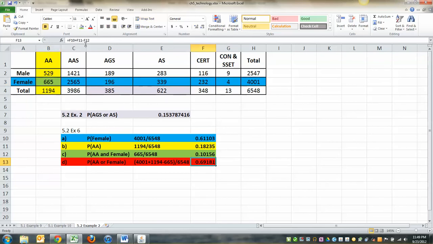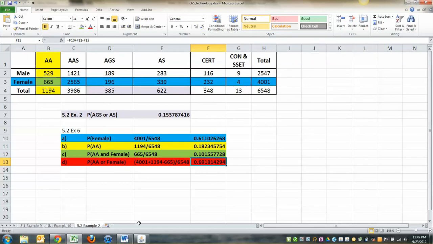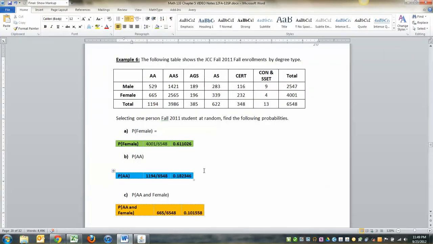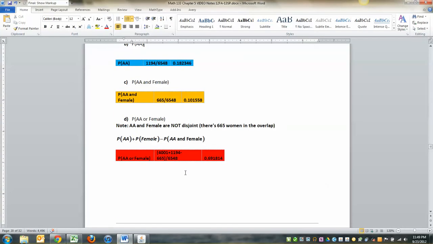Now what I did was I said, well, we already found these probabilities. 4001 out of the total is right here in the blue, right? And then the 1194 is right here in the yellow. And they subtract away the green, and you'll have your grand total right there. So it's 0.69181 or so. And then I just put those right back in here. There we go.